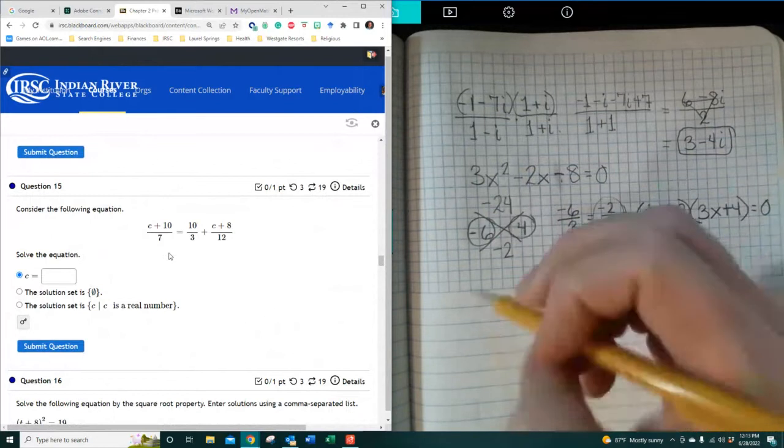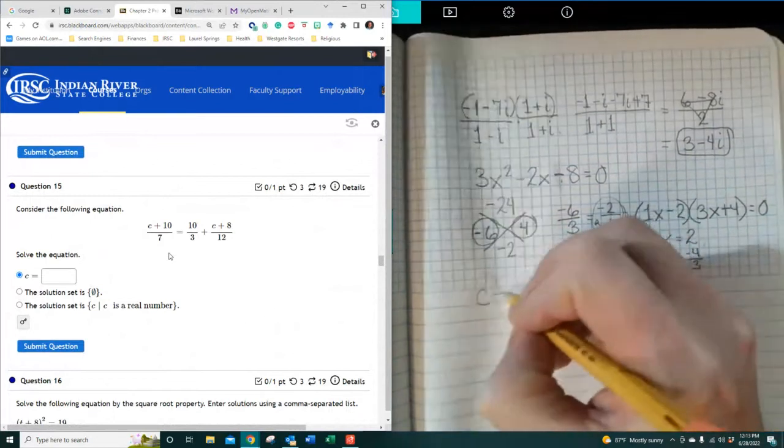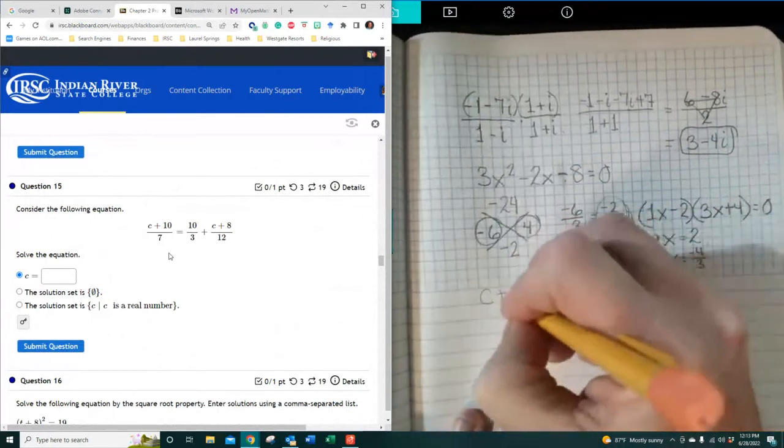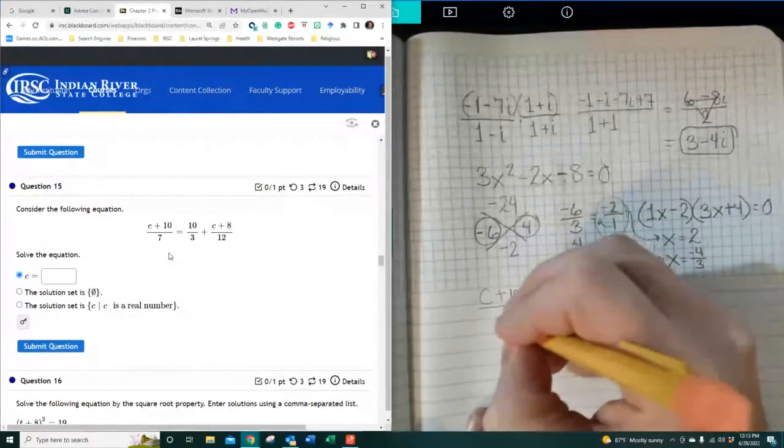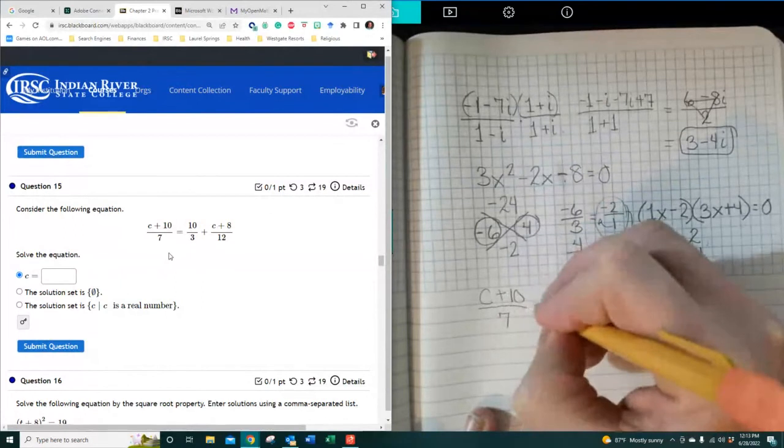Here we have this. Now, when dealing with this one, we want to kill fractions. We don't like fractions.